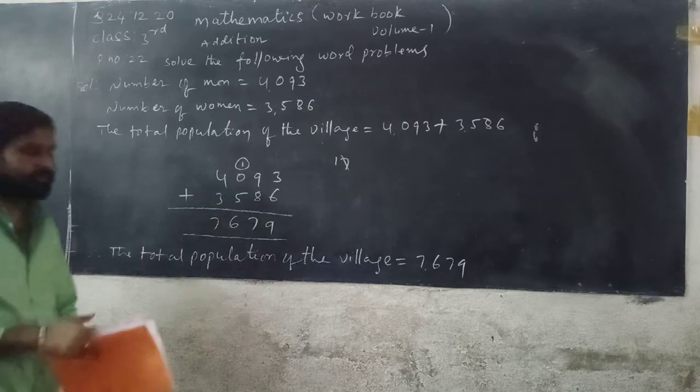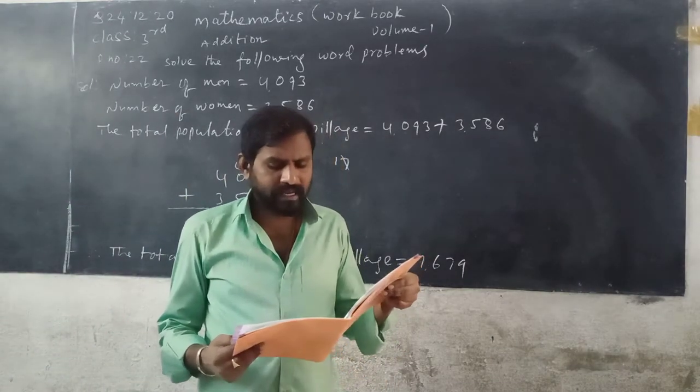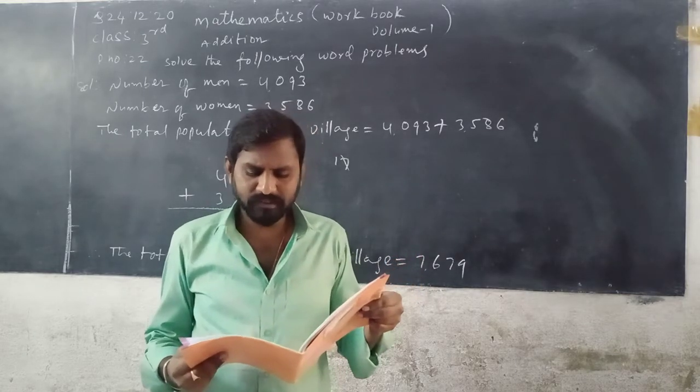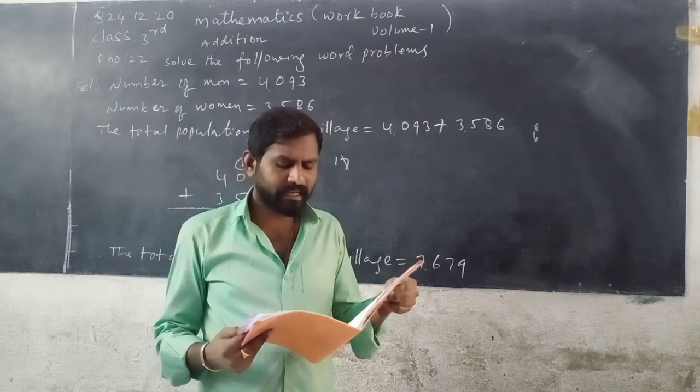Now next question. There are 2560 Hindi books and 5400 English books in a library. How many books are there in the library?